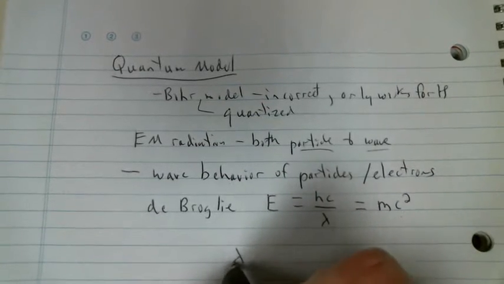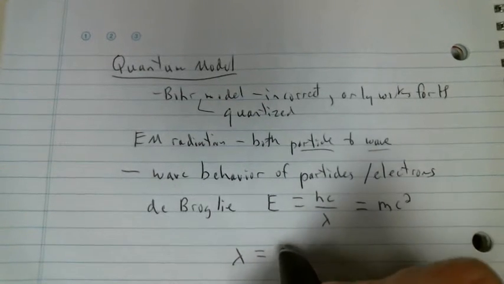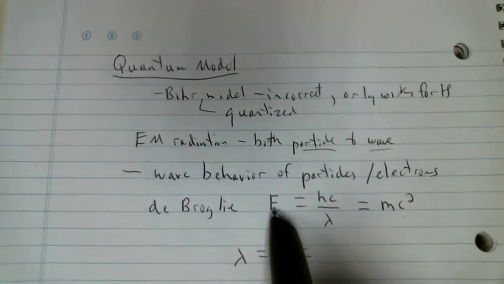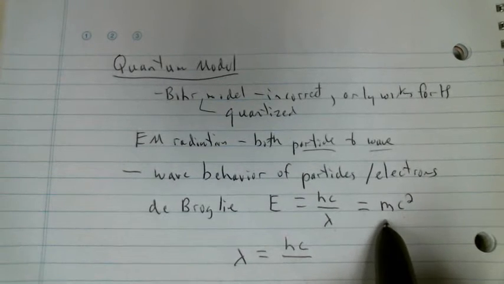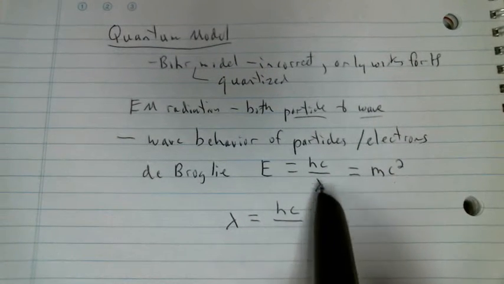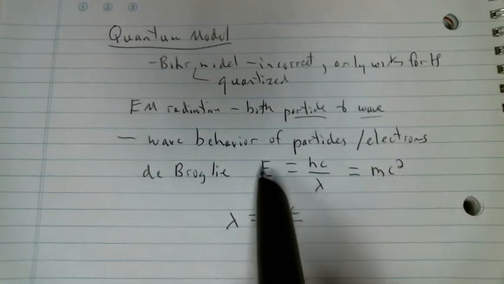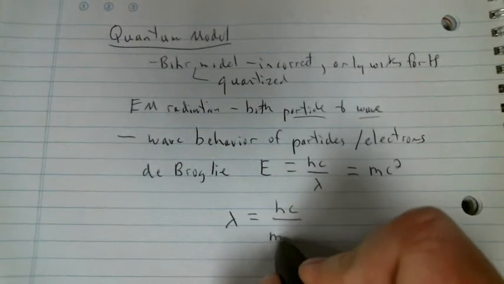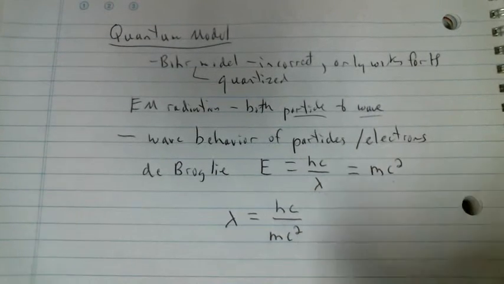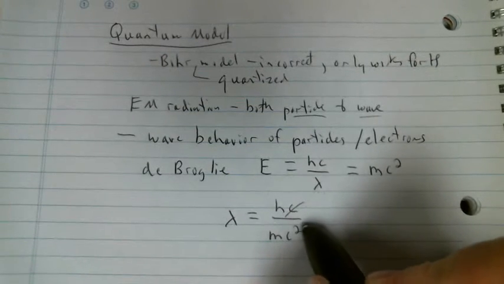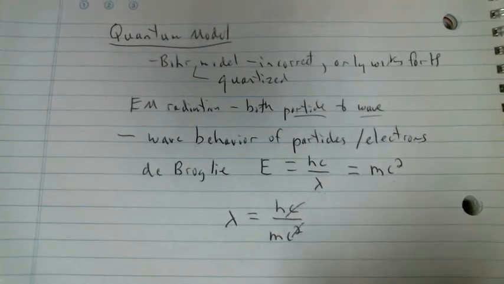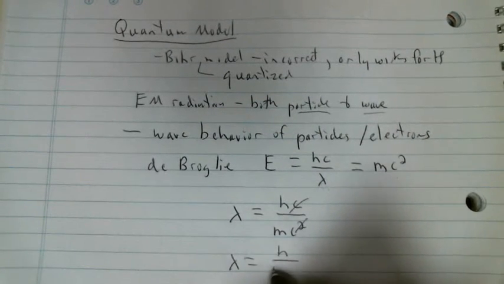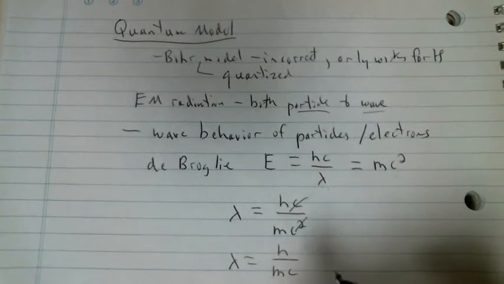So we would get wavelength is equal to hc, and then we can plug in for the energy, the mc squared. Does that make sense? So I'm multiplying through by wavelength, and then I'm dividing through by the energy. But the energy is mc squared. So let's do that. Mc squared. And then, of course, we can cancel out one of the speeds of light, and we're left with this equation. Wavelength is equal to Planck's constant over mass times the speed of light.